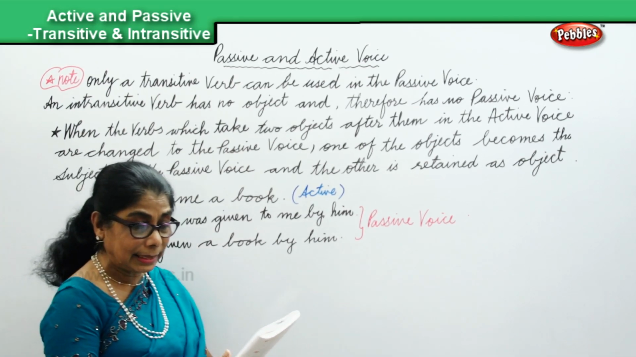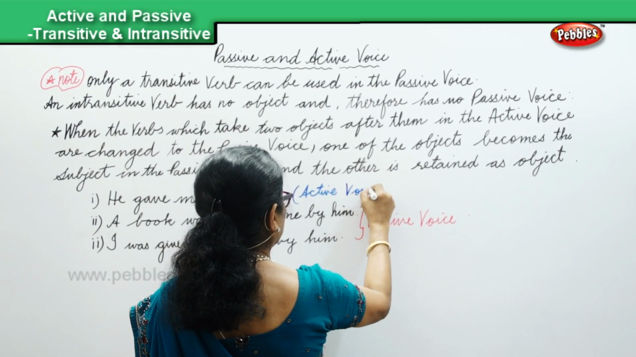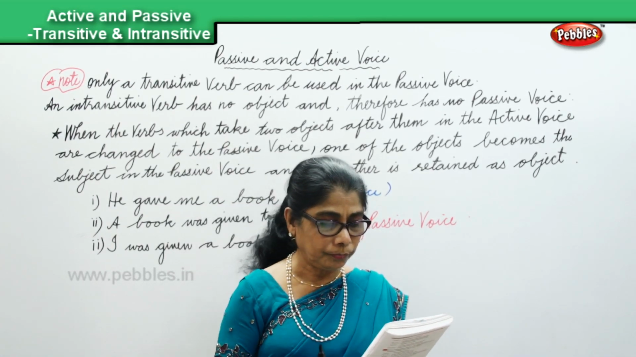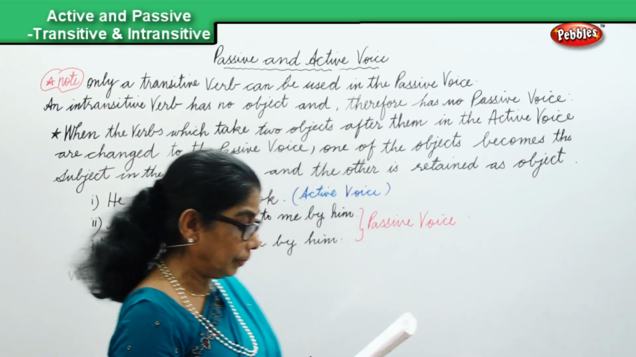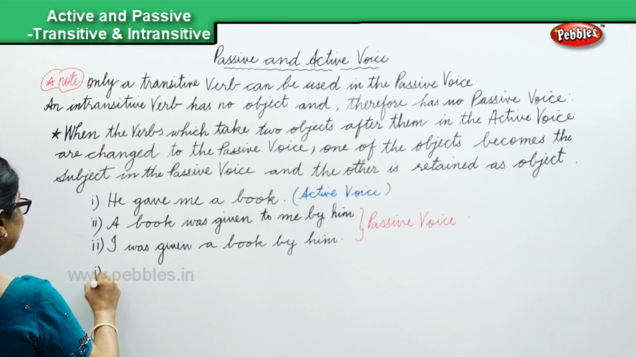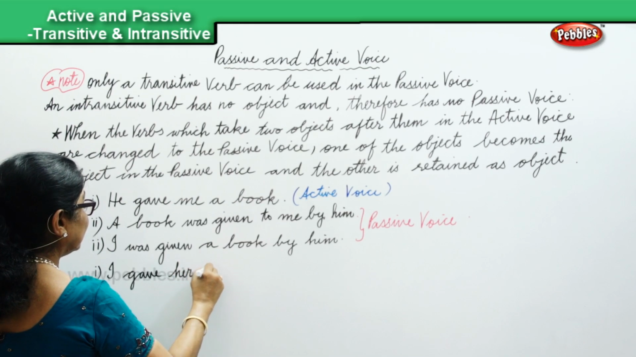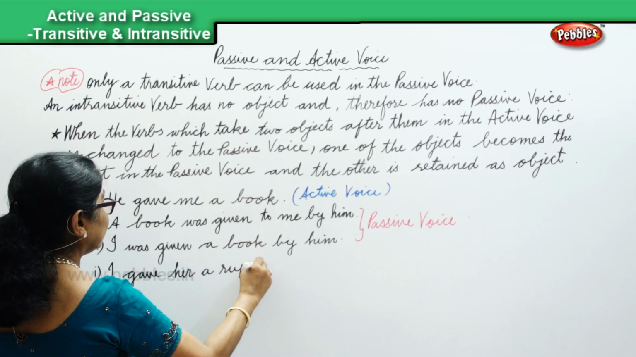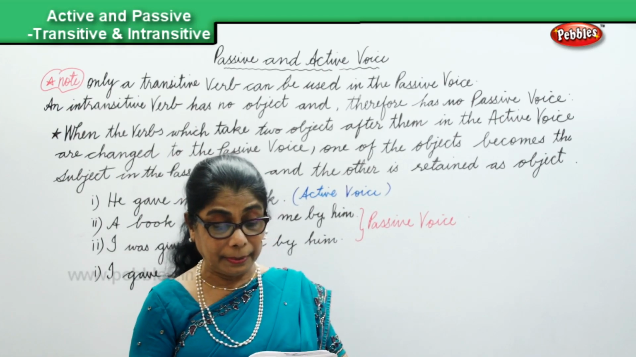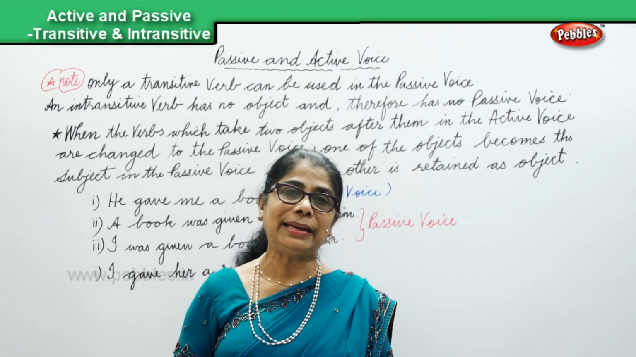Okay, now I'll give you another active voice sentence. Now, another sentence I have here for you is, I gave her a rupee. I gave her a rupee, and that is the active voice. Actually, it is happening. Now, we can change "I gave her a rupee" into two different ways of writing a passive voice.